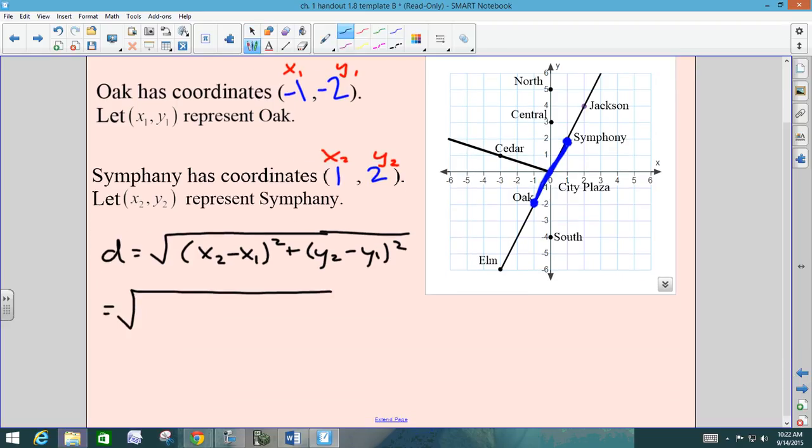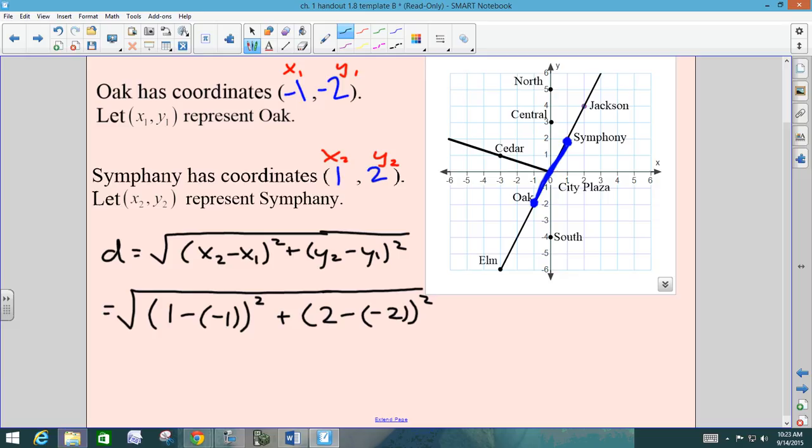Equals the square root of. Okay, what was my x2 value? 1 minus my x1 value, -1, quantity squared plus y2, 2 minus y1, quantity squared. Don't mess it up, because then you might think that you add on the inside, and you don't.